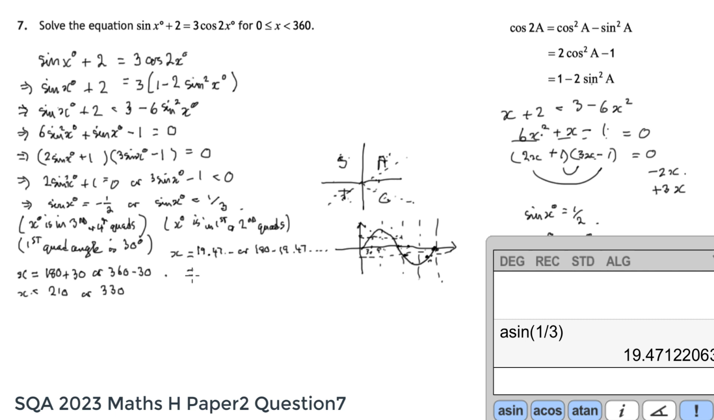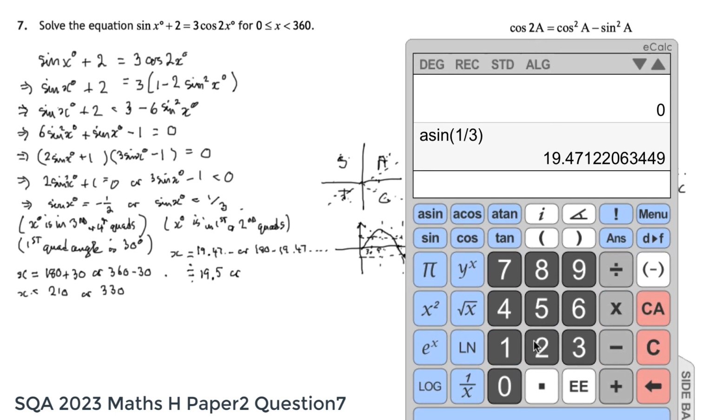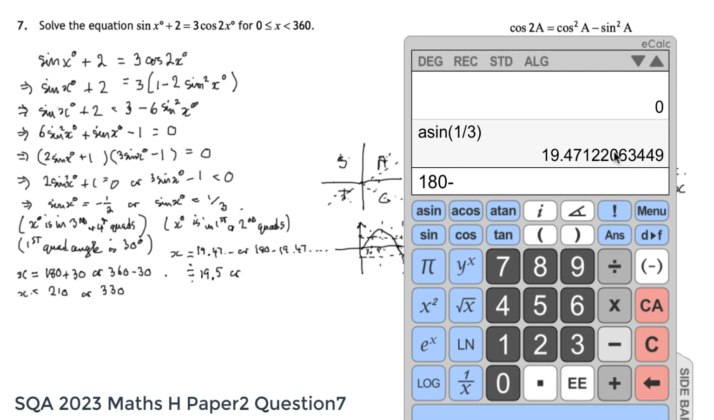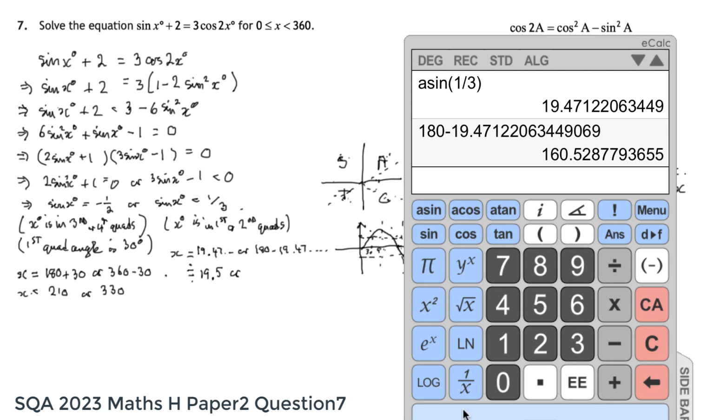So let's approximate this to one decimal place. That would be 19.5, or, and let's work out 180 minus that answer. And that equals 160.52 and so on. So that would be 160.5 approximately.